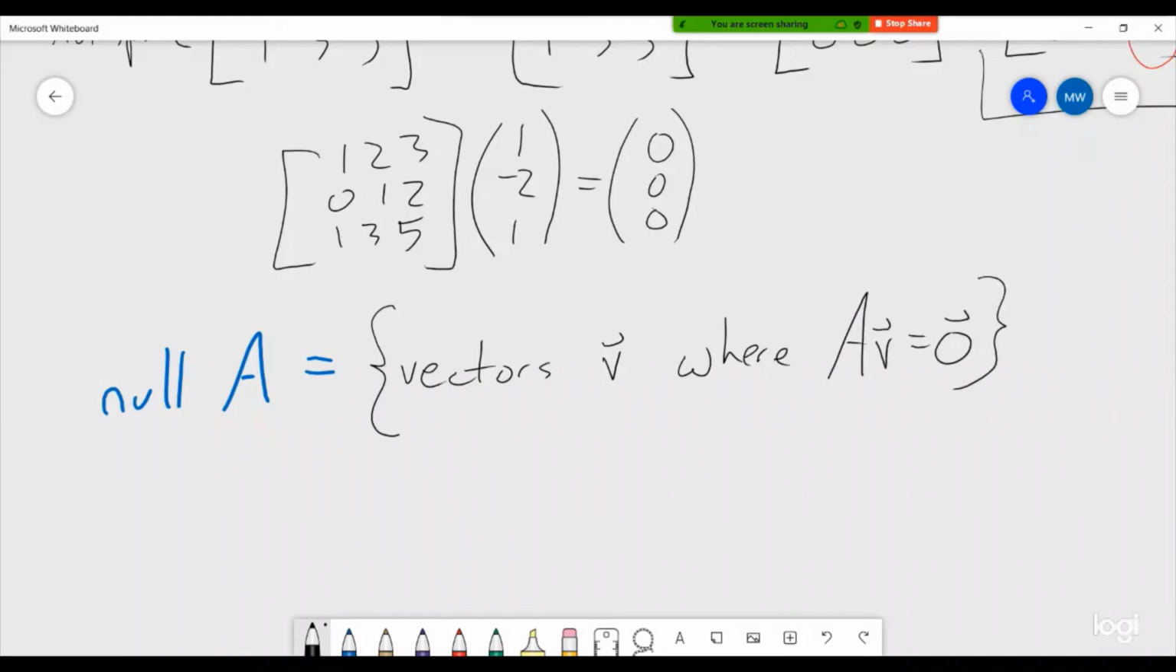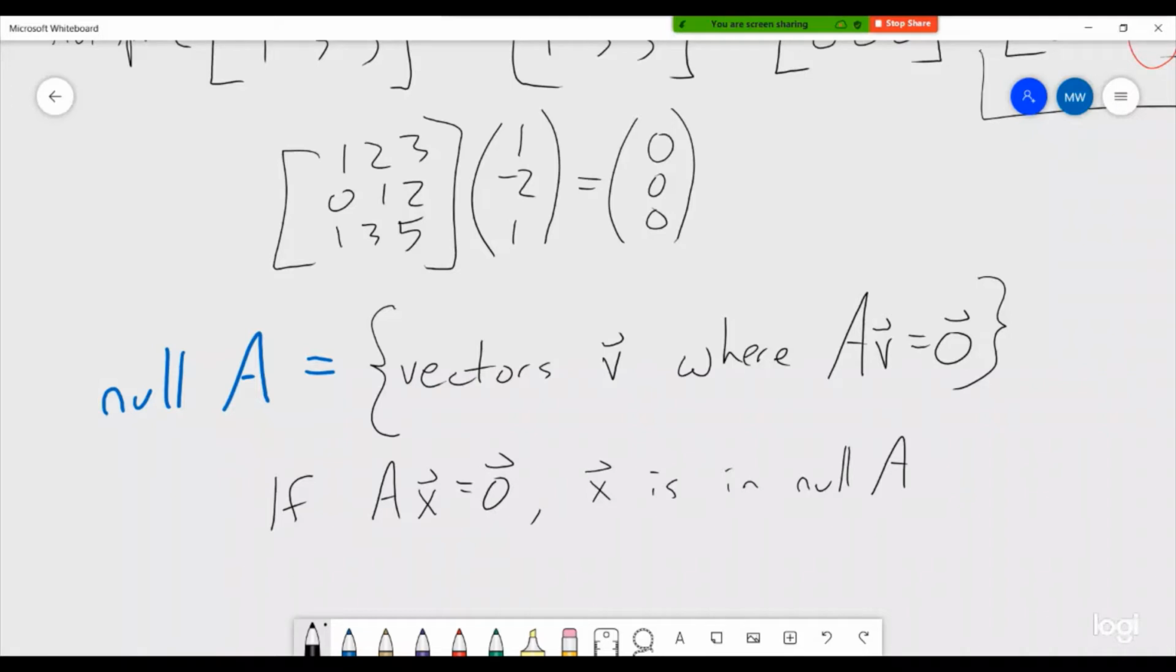So if A times x is equal to the 0 vector, then x is in the null space of A. So the null space is just the set of any vector that when multiplied by A gives you the 0 vector. Okay. Alrighty, thank you.